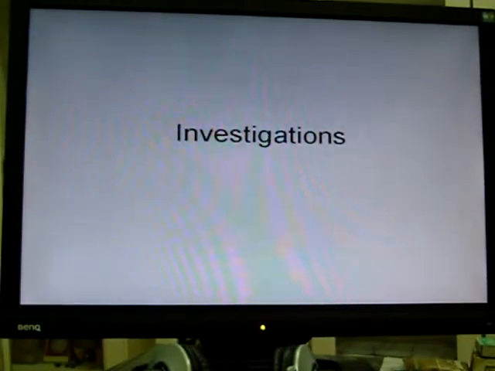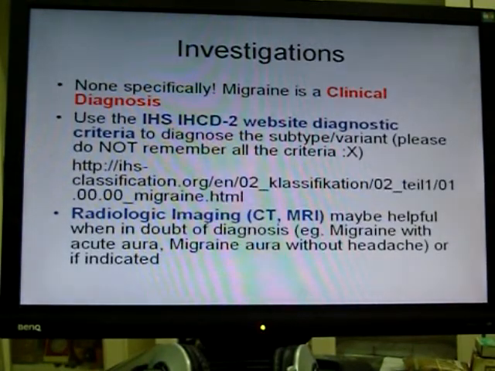Okay, so now, what are the investigations we do with migraine? Well, there's actually no specific investigation to diagnose migraine per se, because, as I mentioned, migraine is a clinical diagnosis, and we diagnose migraine using the International Headache Society diagnostic criteria. I have included a link to the website here.